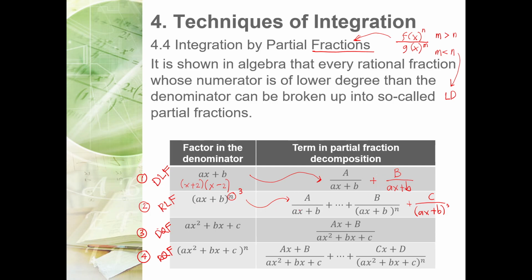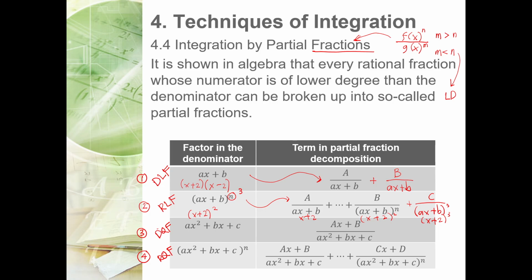Compare that with a repeated linear factor. For example, this one is x plus 2 squared, then this one is x plus 2 cubed. It's the same factor, right? Because it's repeating.